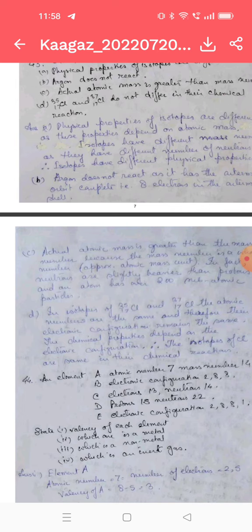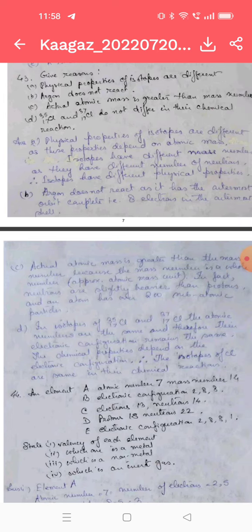Then 35 chlorine and 37 chlorine do not differ in their chemical properties because their electronic configuration is same, because their atomic number is same, because both of them have 17 as the atomic number, so number of electrons and number of protons are the same, and therefore the electronic configuration is same, and as the chemical properties depend on the electronic configuration, therefore their chemical properties will be same, and therefore the isotopes of chlorine are the same in the chemical reactions.